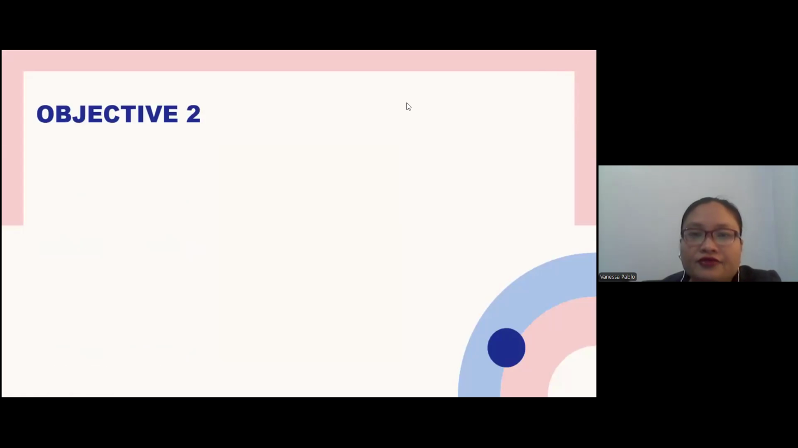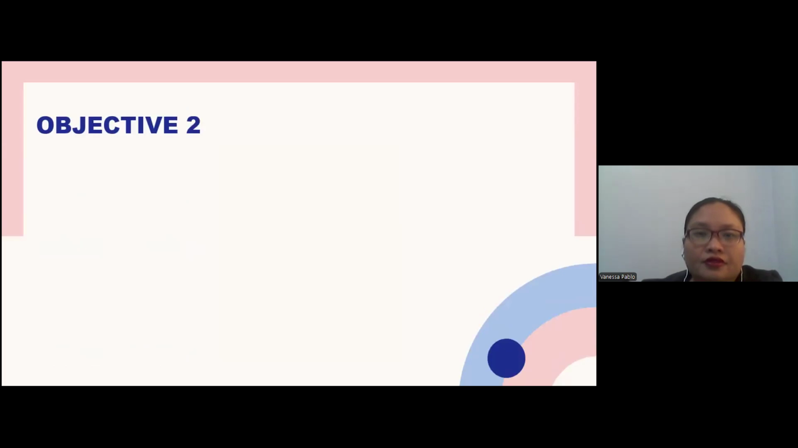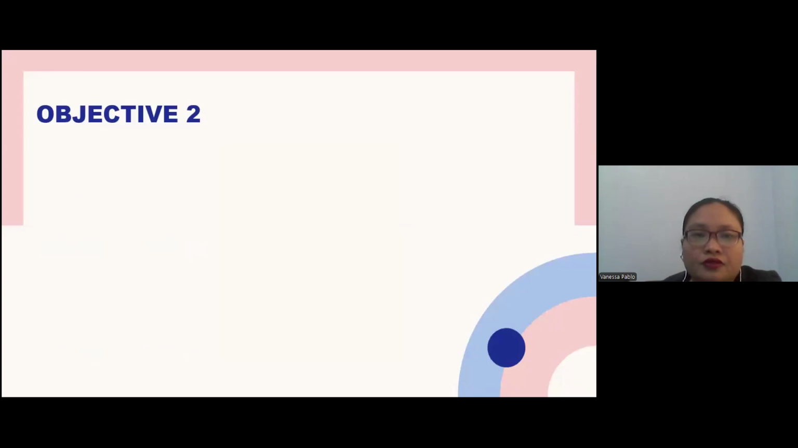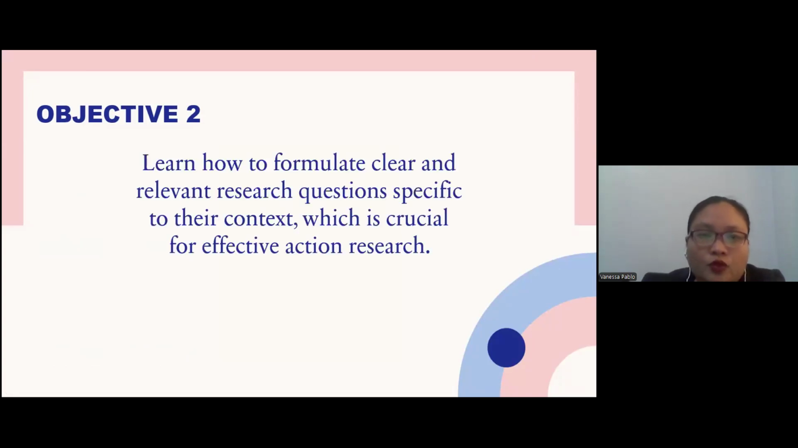So for the second objective, we have to learn how to formulate clear and relevant research questions, which is crucial for effective action research. So for this objective, action research is usually a powerful tool, particularly for educators and practitioners now, because it seeks to enhance effectiveness and improvements of outcomes in the particular environment they're into. So it also fosters the reflective practice, wherein it always bridges the gap between the theory and the actual practice. Okay. So with this, it enables continuous learning, continuous improvement, adjustments, and adaptation in response to the different challenges that we are facing, particularly here in educational settings.